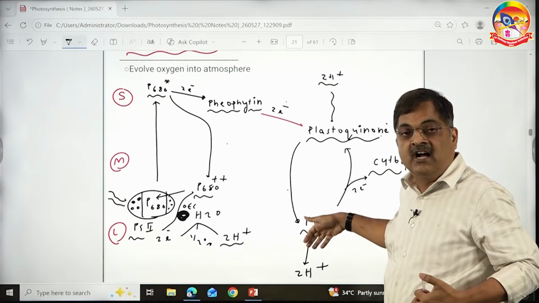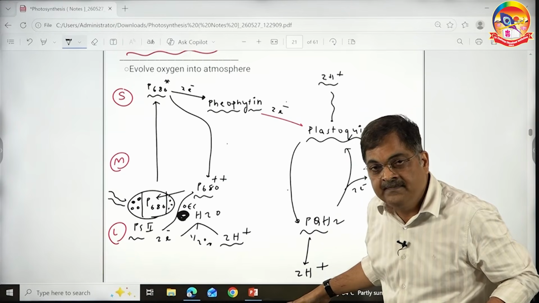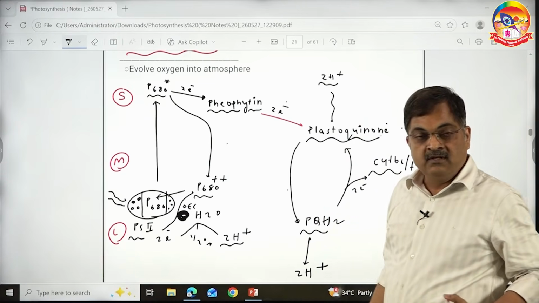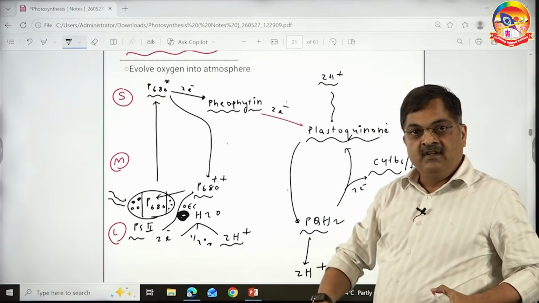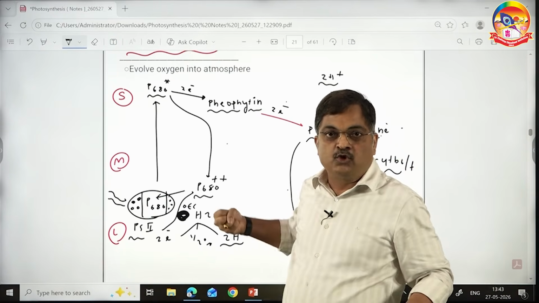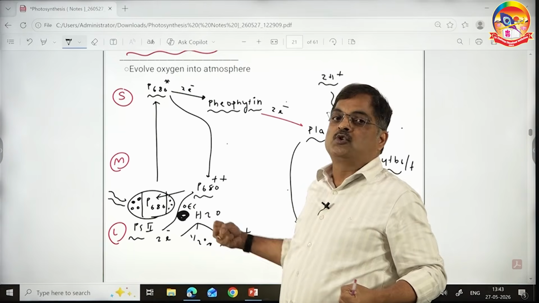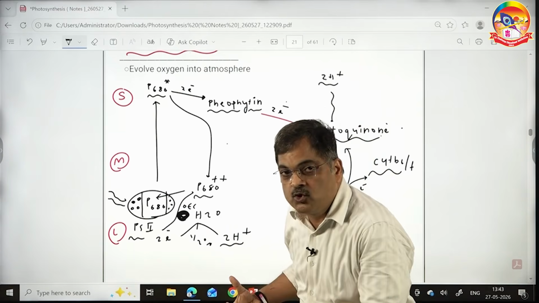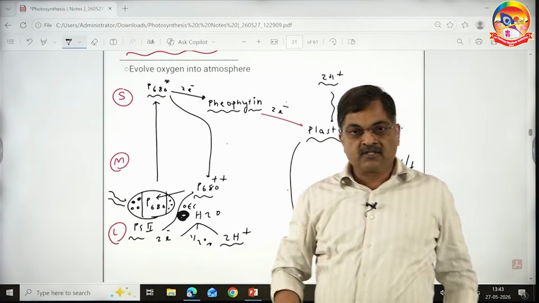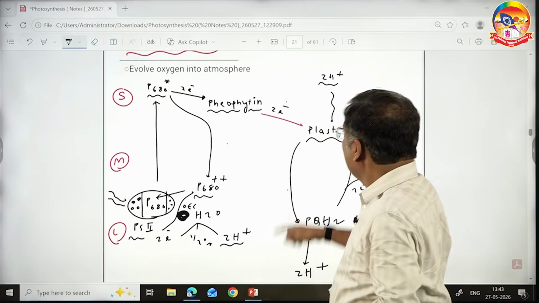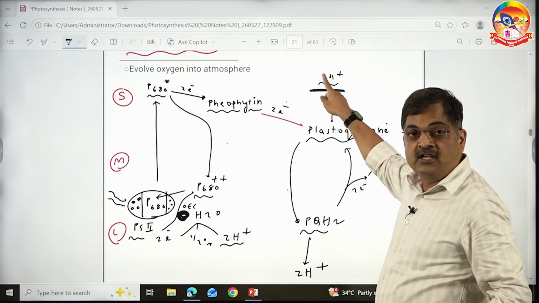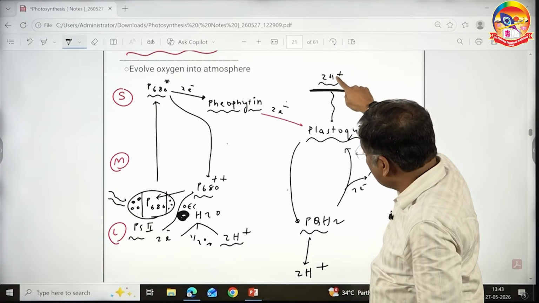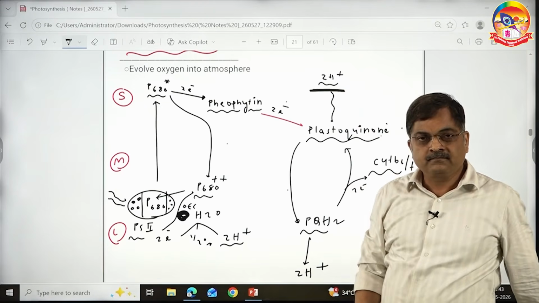After reaching here, I lose two protons and I lose two electrons. Who is responsible for that? Cytochrome B6F. It says that I'll pull the 2 electrons from you, and it pulls 2 electrons. Once it pulls the 2 electrons, the 2 protons are lost. What did you observe? 2 protons are lost from stroma to lumen.